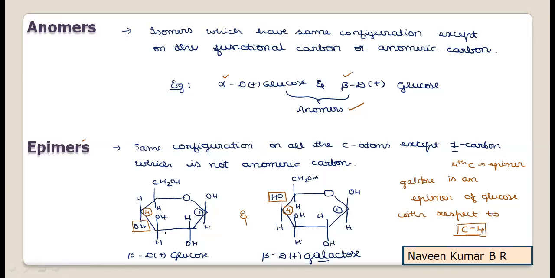Apart from this functional carbon, at any one position there will be a difference; remaining all is the same. That means if you take the fifth carbon, its configuration is the same. If you take the third carbon, the configuration is the same. If you take the second carbon, the configuration is the same. But the difference lies in this special case, so that will make the compounds epimers. Hope this information is clear. Now with these basic structural concepts, we'll move on to the next monosaccharide.